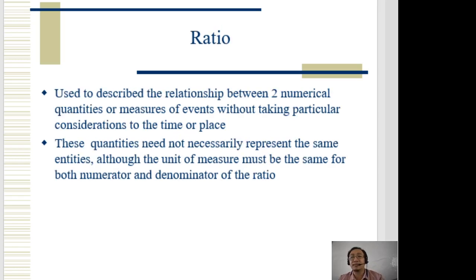Next is ratio. It is used to describe the relationship between two numerical quantities or measures of events without taking particular consideration to time or place. For example, the ratio of male and female in a population. These quantities need not necessarily represent the same entities, although the unit of measure must be the same for both numerator and denominator of the ratio.